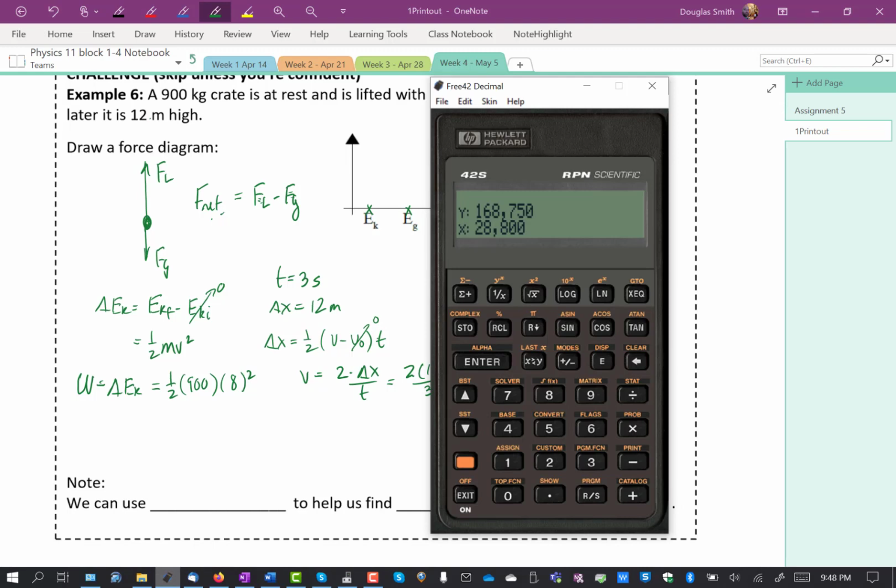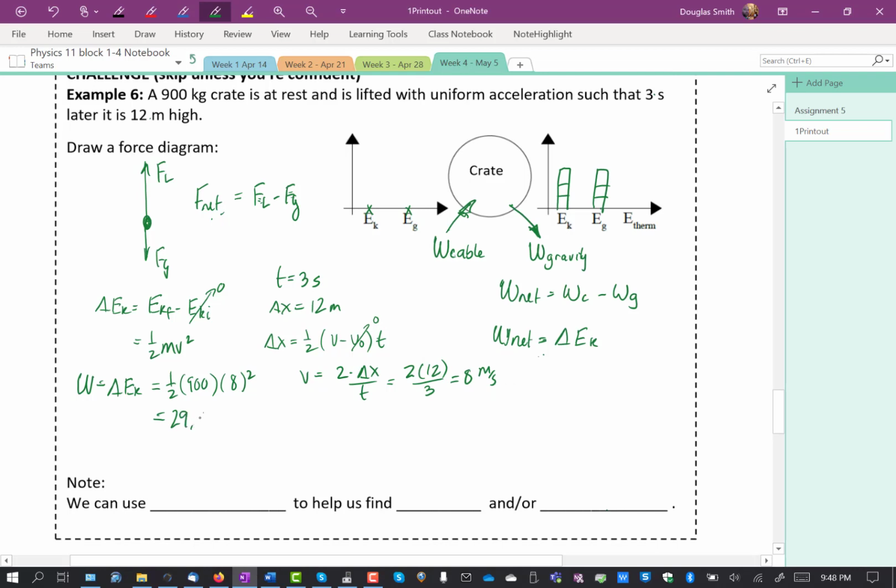And I did that calculation earlier, but just let me try it again. So 900 divided by 2, that's 450. 8 squared is 64. So yeah, I get 29,000 joules. There we go. We could actually find the work done by the lifting force and the work done by the gravity. Like that is Fg times the displacement, which is 12 meters. And the work done by the cable would be 29,000 plus that. But I'm not going to do that right now.